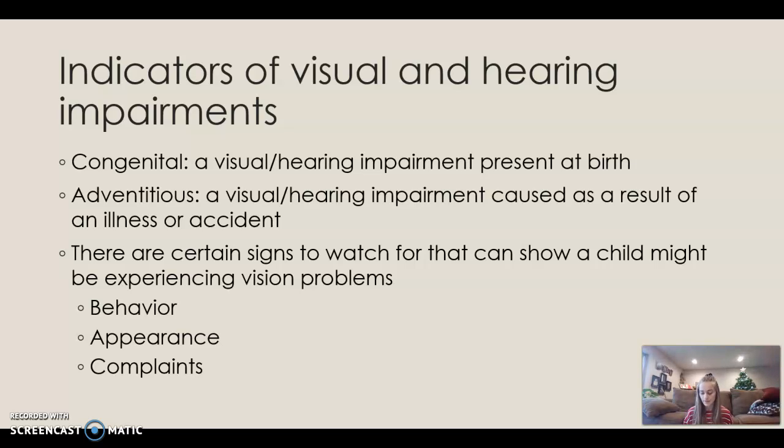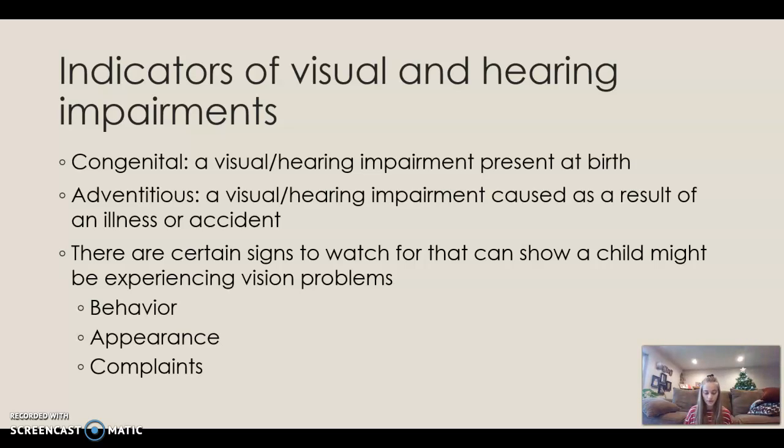This is super important because students who acquire impairments after they've experienced normal vision or hearing are usually affected less adversely than those who are born with them, because they've had the opportunity to hear at some point in their life or to see. So you don't have to totally describe the world around them because they already have that background knowledge.